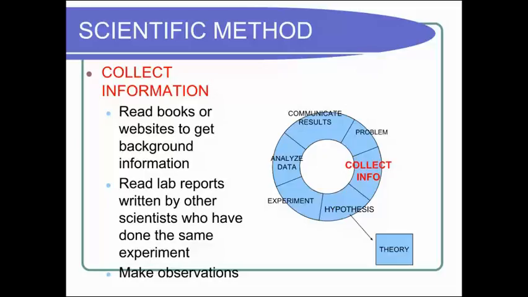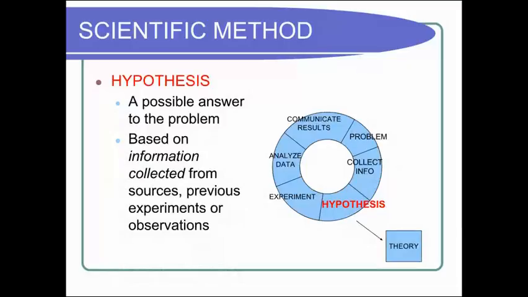After that information has been collected, you want to state your hypothesis. Now, this is an answer to your problem. It doesn't have to be correct. Your hypothesis later on, you can go back and state it was not correct. But this answer should be based on information that you already collected: previous experiments, observations, things that have been done in the past. You should not just pull a hypothesis out of thin air. You have to base it on other problems, other experiments, observations, things like that.